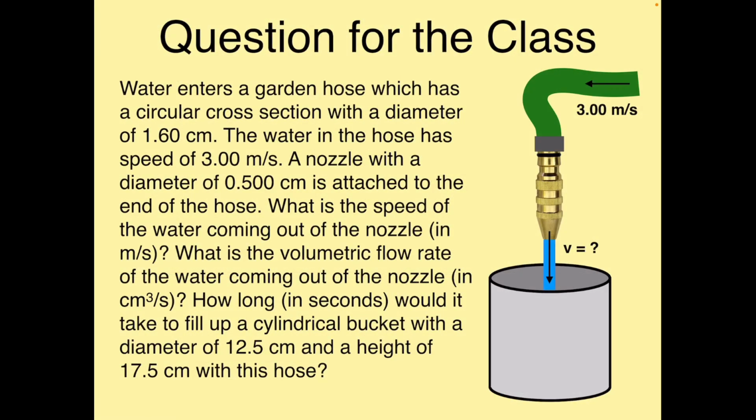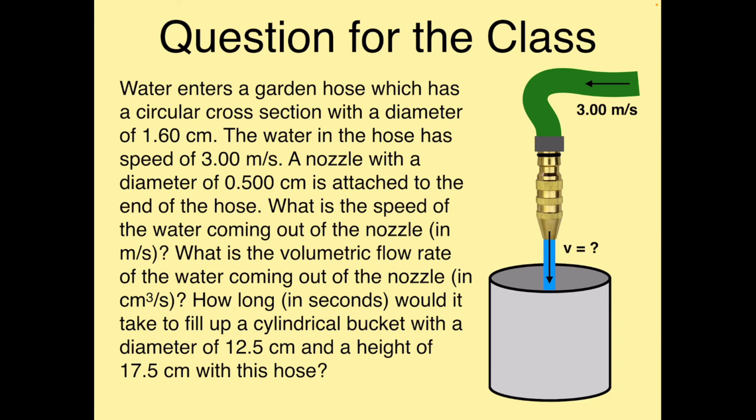All right, let's try this one out. So water enters a garden hose, which has a circular cross-section with a diameter of 1.6 centimeters. So that's the cross-section of the hose over here. The water in the hose has a speed of 3 meters per second. So there's a nozzle with a diameter of 0.500 centimeters attached to the end of the hose. So basically this is a much narrower cross-section at the nozzle.